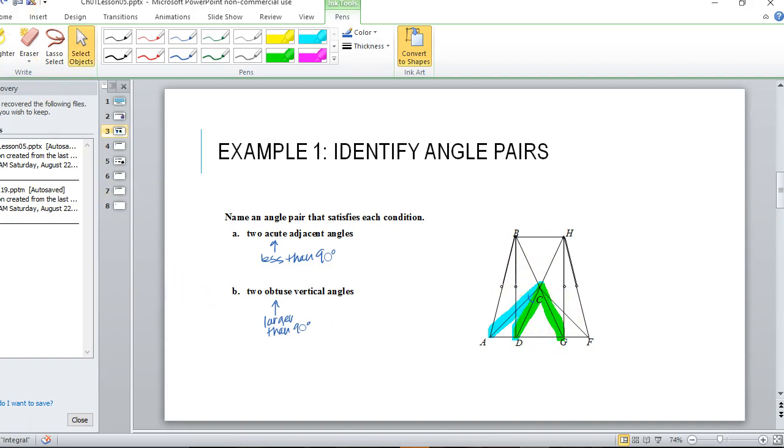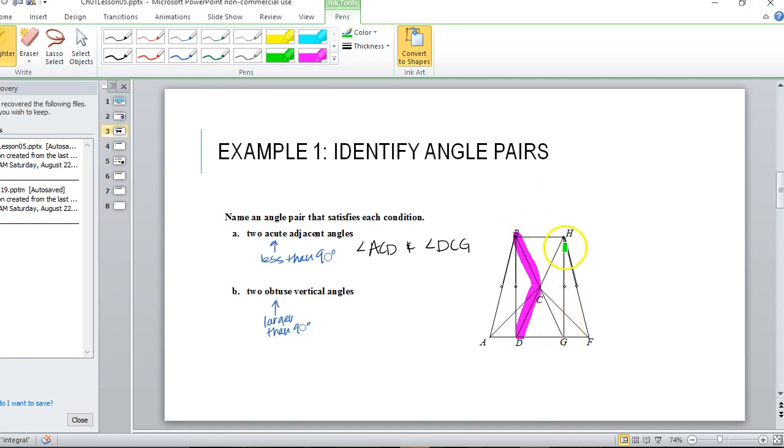All right, obtuse vertical angles. I'm going to go ahead and write here while you're looking for obtuse. If you need to pause the video, you can. All right, obtuse vertical angles, larger than 90 degrees. So let's see if we can find a couple of those. How about BCD? Now, the next angle I draw has to share one of those two sides, right?